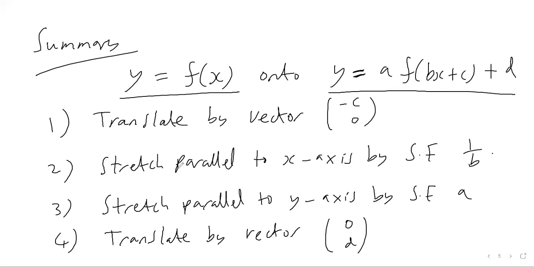Your next step, once you've done that transformation, is you're going to stretch parallel to the y-axis by this scale factor of a, because you're multiplying all of your y coordinates by a now. And then your last step is you're going to translate it upwards by d, or downwards if d was negative. So you're going to translate by a vector of 0, d. So that's always the order in which you do these transformations. And if you can just learn that's the order, then you'll be fine with describing transformations of functions and graphs of functions.